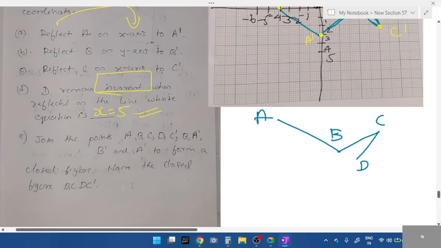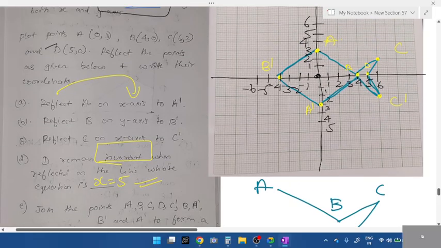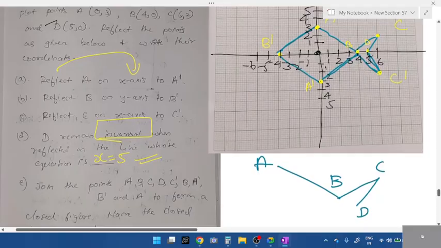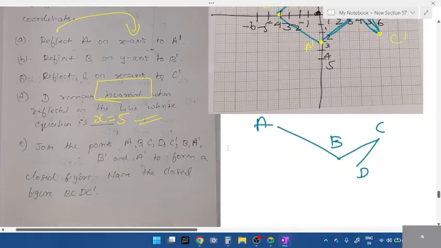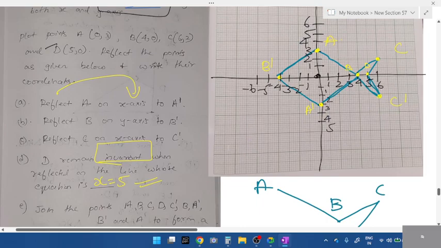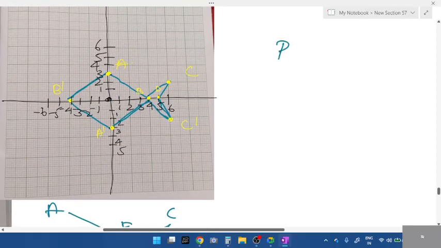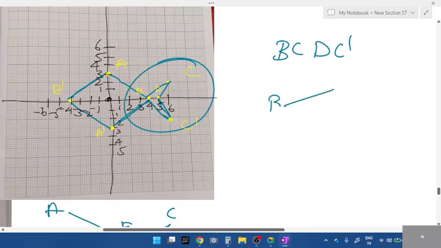Close the figure, name the closed figure B, C, D, C dash. B to C. D to C dash. Okay, they have not asked for the entire figure. They have just asked B, C, D, C dash, students. Just this part. Okay, this is B, C, this is point D, like this.